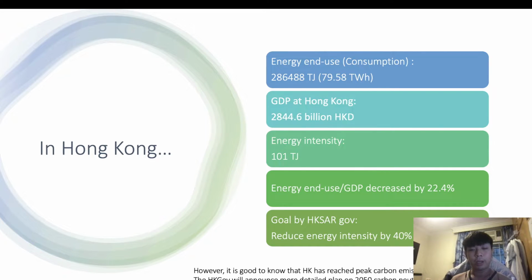However, it's good to know that Hong Kong reached its carbon emission peak in 2014, and the government will announce more detailed planning next month regarding the 2050 carbon neutrality target.